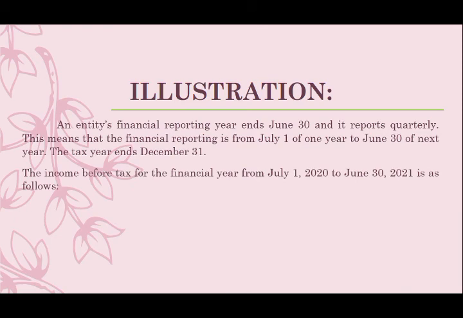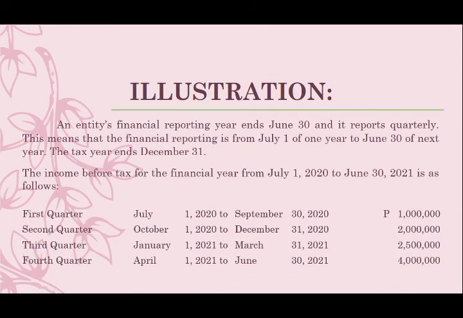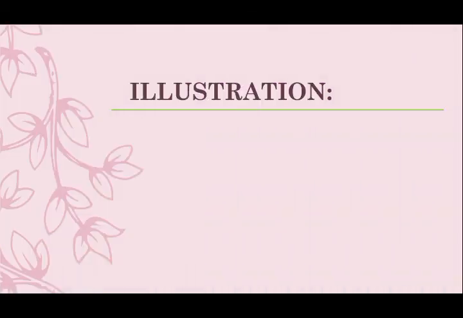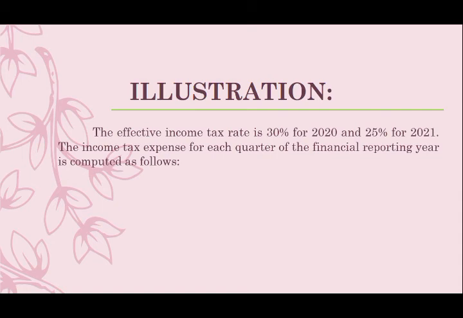The income before tax for the financial year from July 1, 2020 to June 30, 2021 is as follows. First quarter, July 1, 2020 to September 30, 2020 is 1 million. Second quarter, October 1, 2020 to December 31, 2020 is 2 million. Third quarter, January 1, 2021 to March 31, 2021 is 2.5 million. And fourth quarter, April 1, 2021 to June 30, 2021 is 4 million. The effective income tax rate is 30% for 2020 and 25% for 2021.